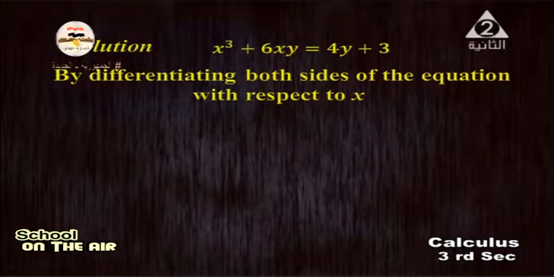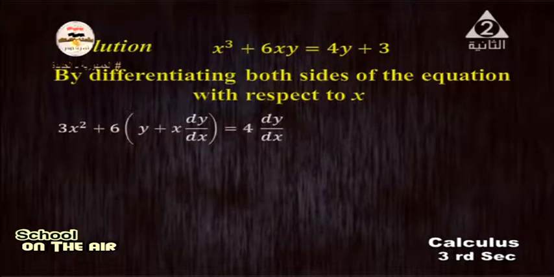Then, what is the derivative of x^3? Yes, 3x^2 plus 6xy, which is the product of two functions. We can take 6 as a common factor. Then, what is the derivative of x times y, the product of two functions? The derivative of the first, x, equals 1, multiplied by the second, y.